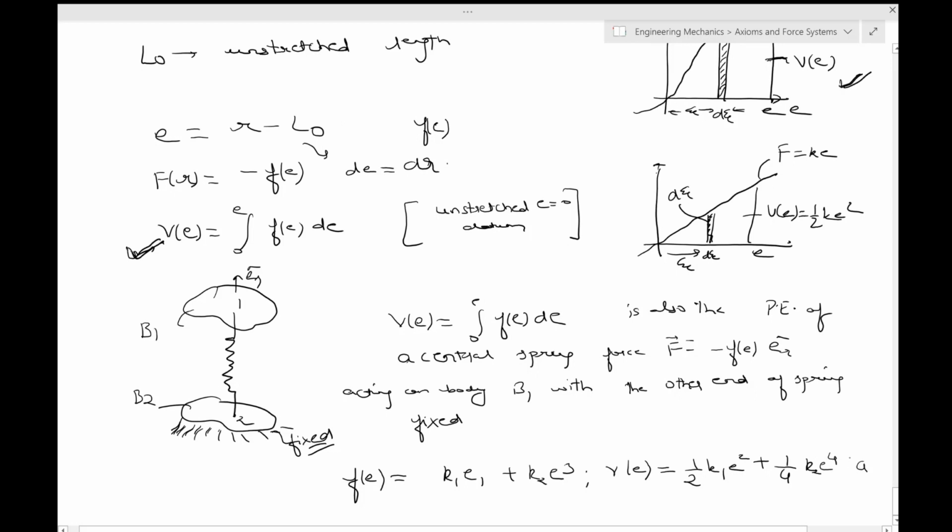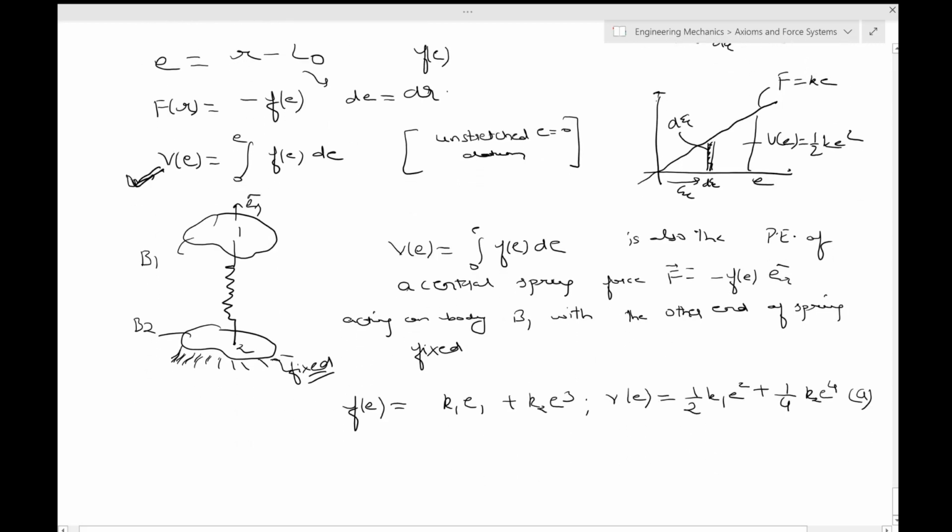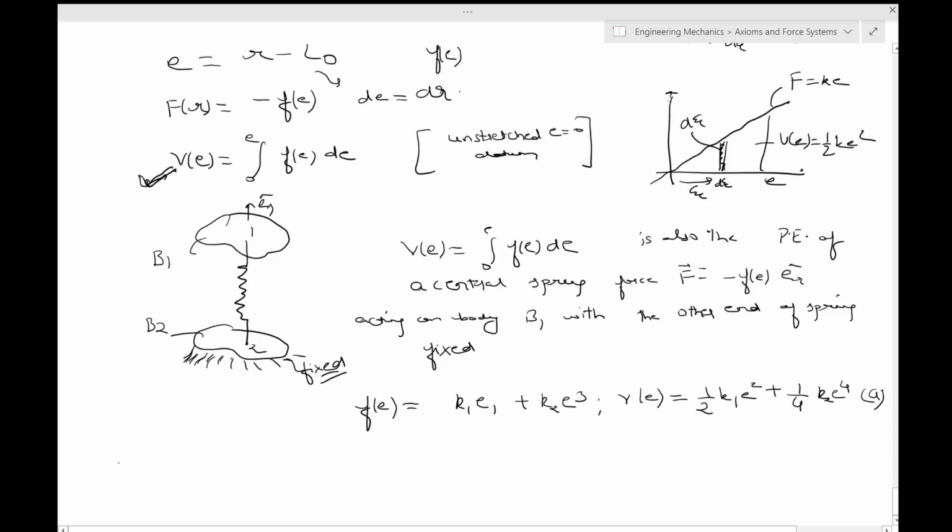Okay, this is equation A. If you have a linear spring of stiffness K_e, okay, a linear spring is something like this where the force will depend linearly on the extension. Then you will have V is equal to half K e square, okay, and where e is the extension clearly.